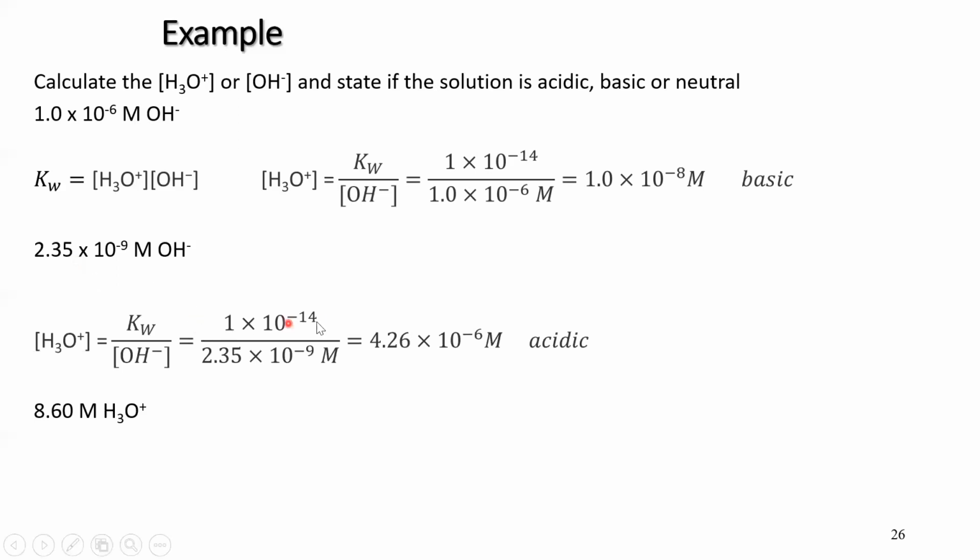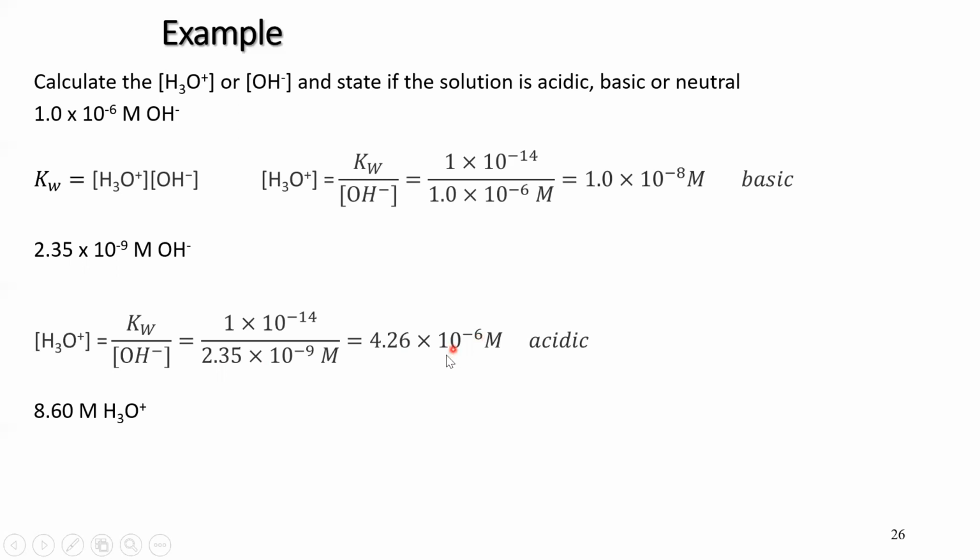Kw, that's always 1 times 10 to the minus 14, divided by 2.35 times 10 to the minus 9. So in the calculator, 1 E negative 14 divided by 2.35 E negative 9. And you should get 4.26 times 10 to the minus 6.